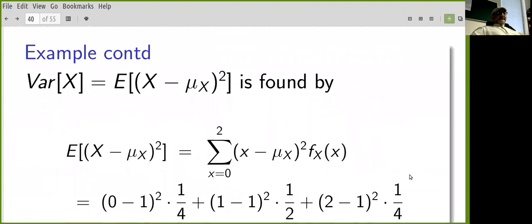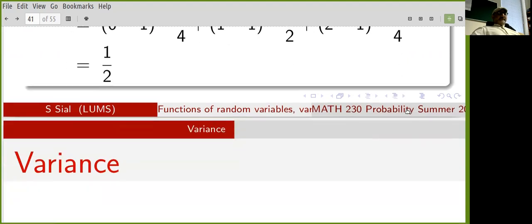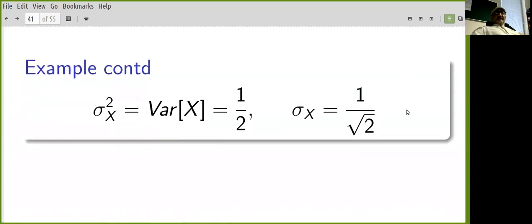Now, if I want the variance, it's the expectation of x minus the expectation of x, squared. So that's the summation x equals 0 to 2 of x minus the expectation of x, all squared, times the PMF for x. So it's 0 minus the expectation squared times the PMF for 0, plus 1 minus the expectation squared times the PMF for 1, plus 2 minus the expectation squared times the PMF for 2. And that works out to be 1/2. So the variance for this random variable x is 1/2, and the standard deviation would be 1/√2. Standard deviation is the square root of the variance.